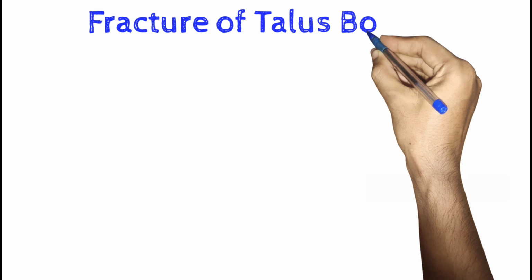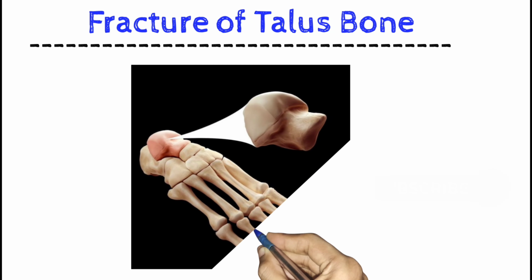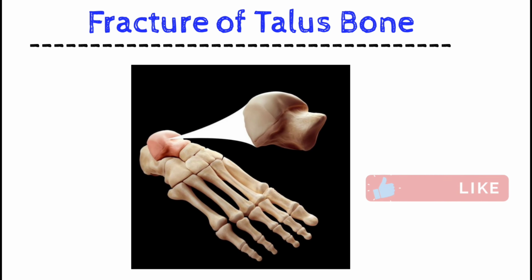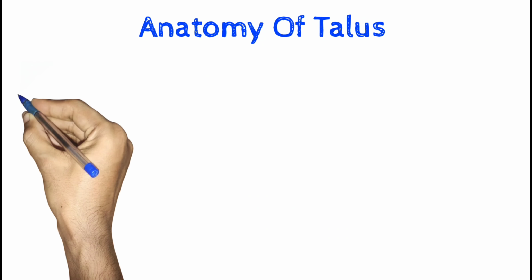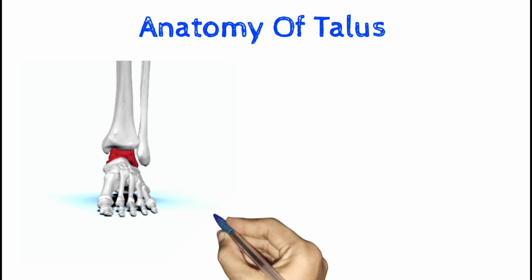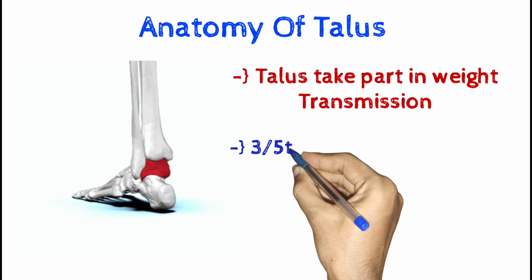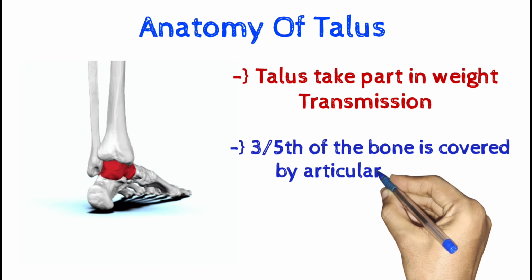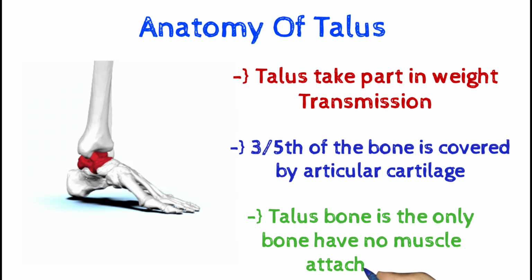Fracture of talus bone. Anatomy of talus. Talus takes part in weight transmission. 3/5 of the bone is covered by articular cartilage. Talus bone is the only bone that has no muscle attachment.